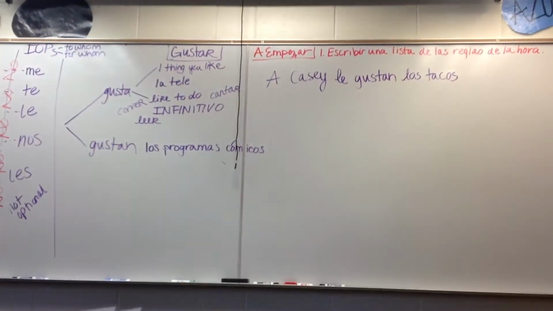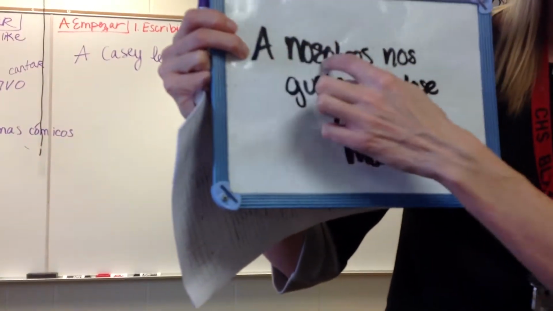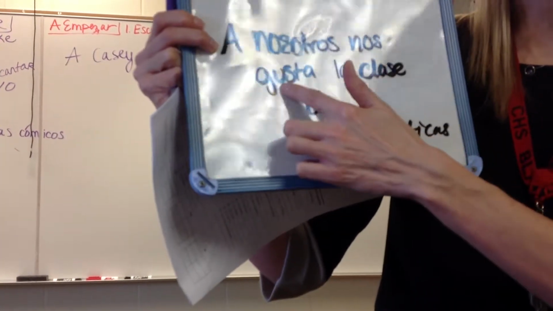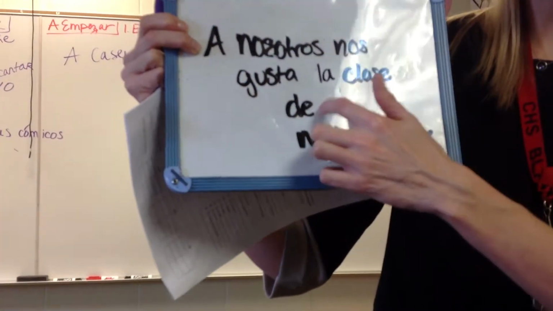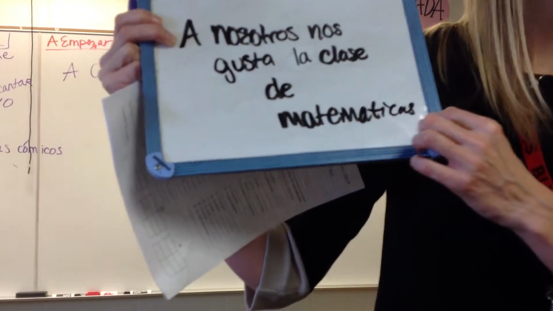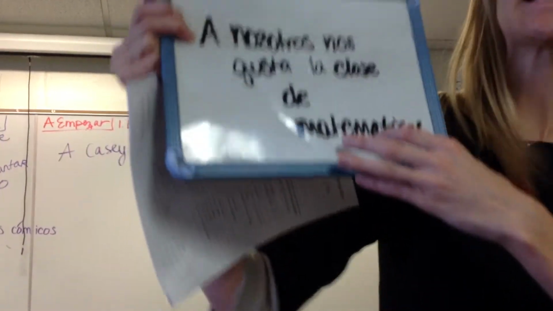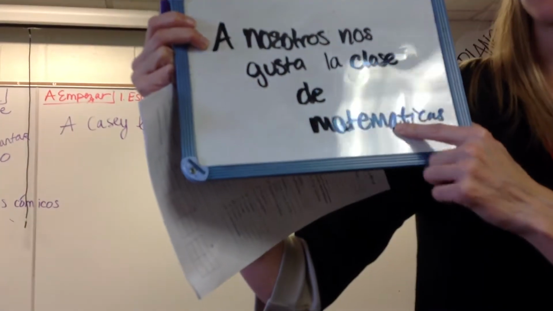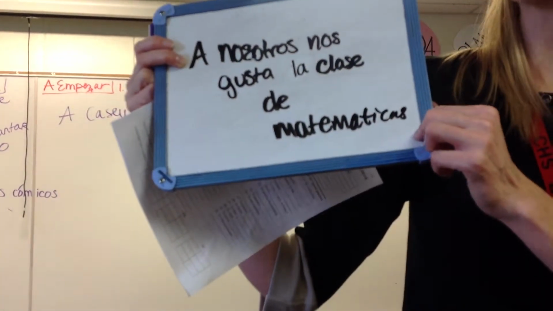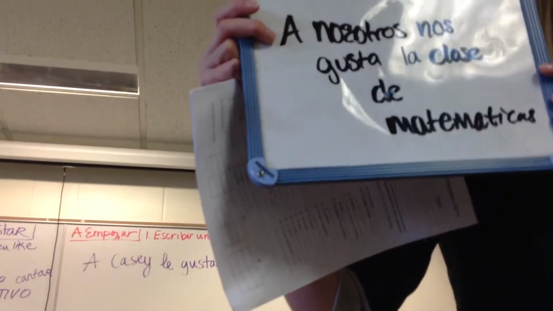All right, so check your answer right now. So you want to zoom in and make sure that they can see these. Okay, we have a nosotros nos gusta la clase de matemáticas. Good spelling on that. Mate, M-A-T-E, máticas, with an acento sobre la A. La clase de matemáticas. Even though mathematics is plural, why did you use gusta instead of gustan? For the class. We're talking about one class, the class of.